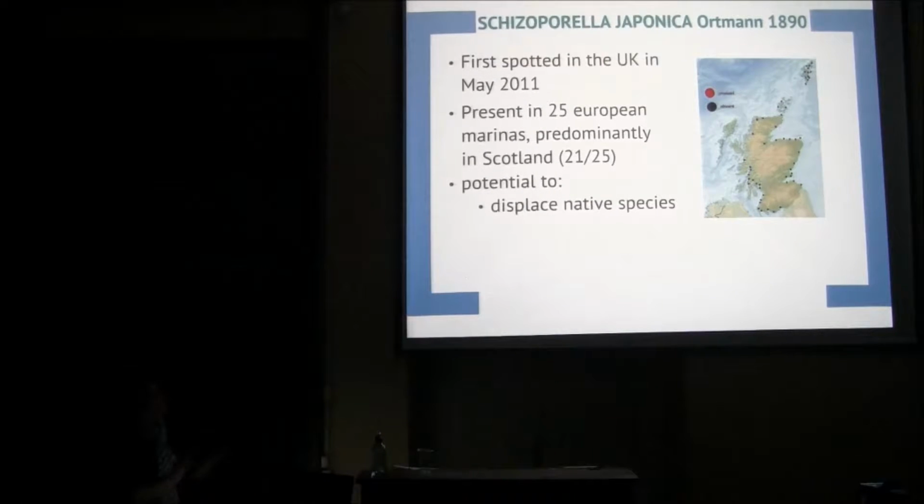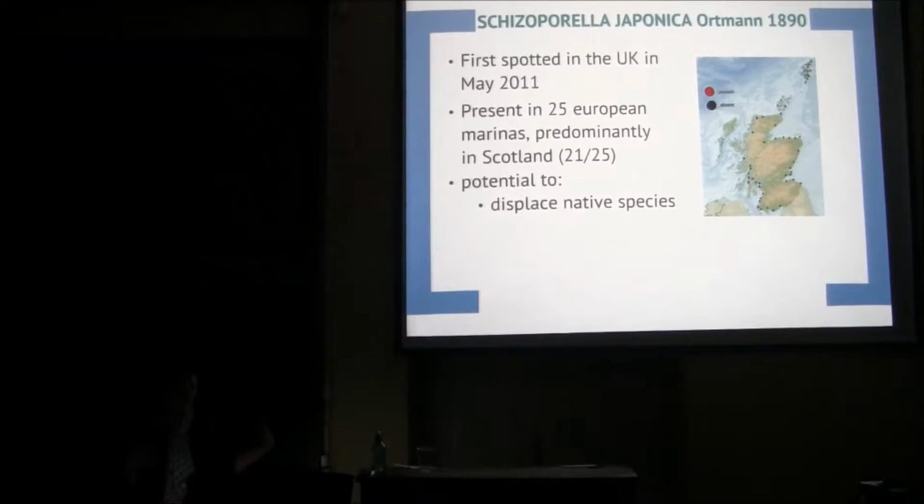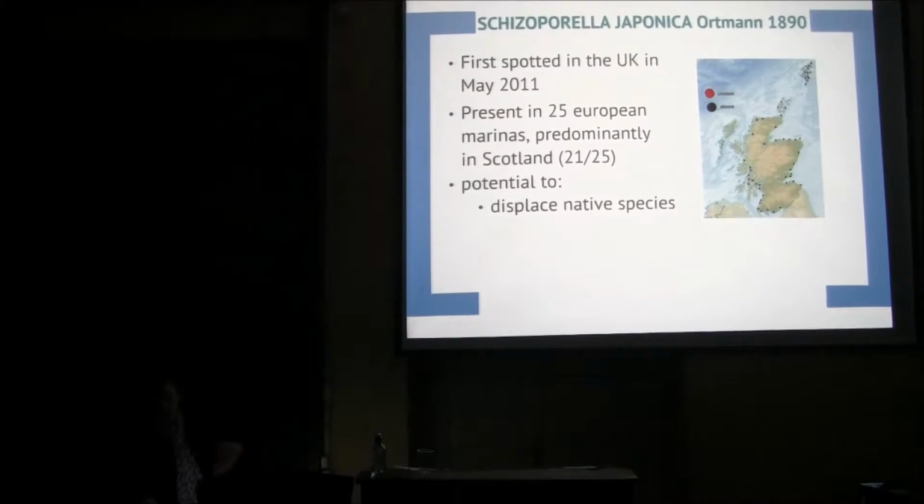It has the potential to displace the native species. So as you saw from that picture, when it comes into a new area, it grows very fast and it covers everything. So you don't get much diversity of other species there when this is there.